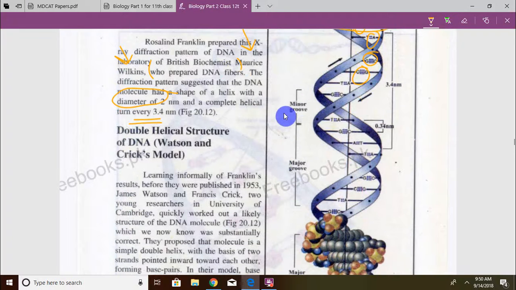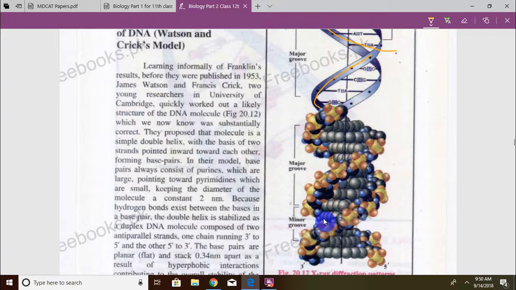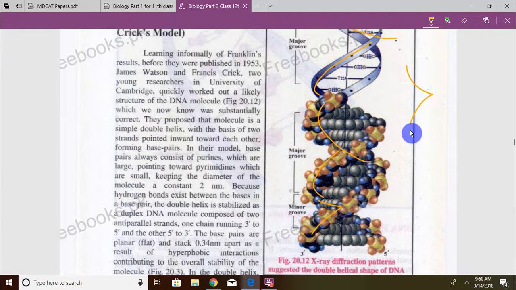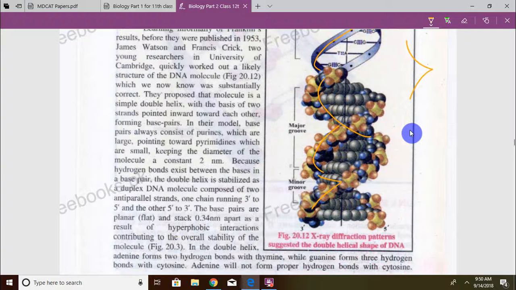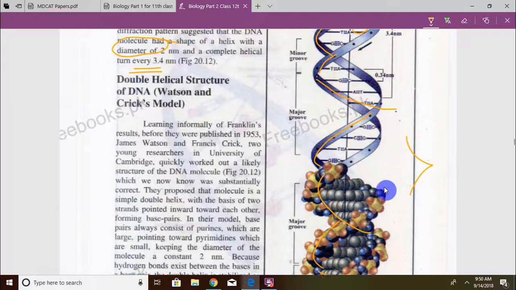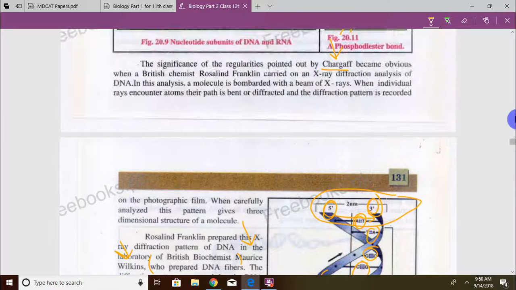Now you should take a look at this. So this is a turn going right. This turn over here is short and is called a minor groove, whereas this turn over here is long and is called a major groove. Again, this is a major groove, whereas this is a minor groove. A groove is when there is this fissure or constriction. So if they ask you what suggested the double helical shape of DNA, the answer is X-ray diffraction pattern. So these were some important tidbits.